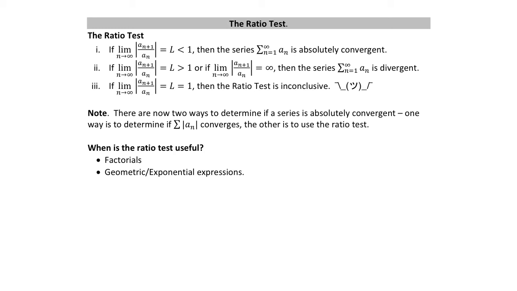Our final test that we'll look at is one that's known as the ratio test. The ratio test, as the name implies, requires us to take the ratio of some terms of the sequence. In particular, we're going to take the ratio of a sub n plus 1 to a sub n, and we're going to look to see what happens to that as n goes to infinity. Why do we do that?